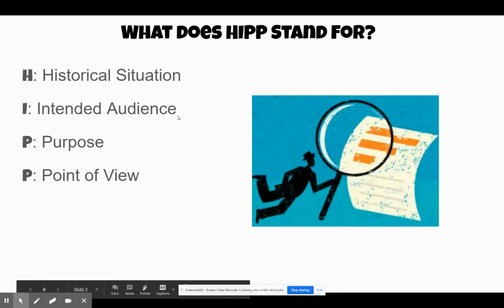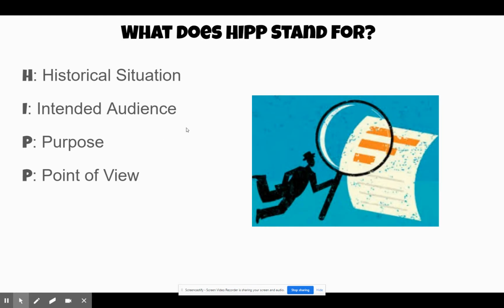When you look at HIPP, just know that this is a great tool to use when you're analyzing, or what many people call sourcing, a document. Another thing to keep in mind is that you only need to utilize one of them. For example, if you were given a DBQ prompt that dealt with slavery, and you're looking at a document and you did a historical situation, intended audience, purpose, and a point of view, and you felt that the purpose was the strongest one based on your knowledge of history, you may use the purpose to analyze that particular document.